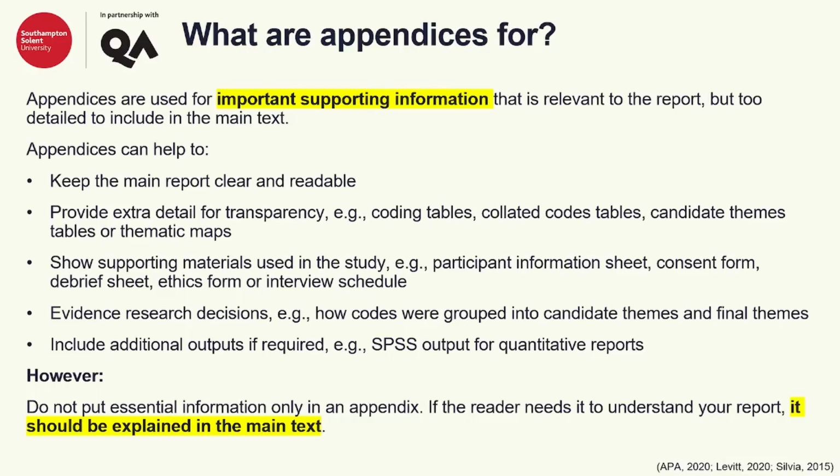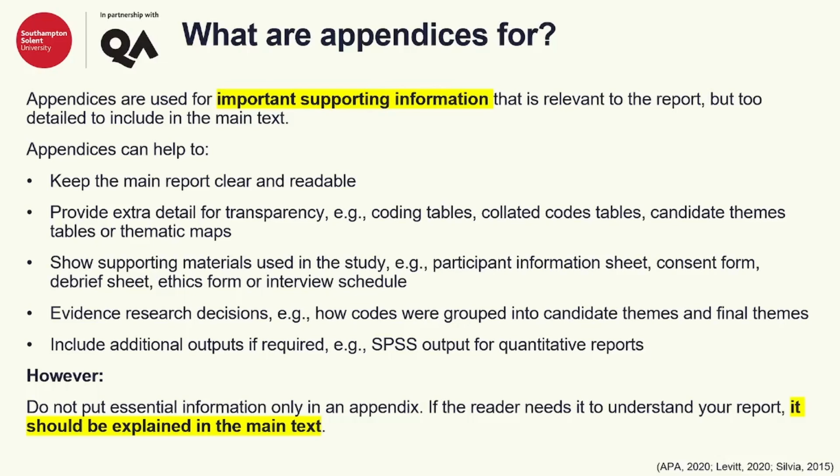A candidate themes table, for example, may show which codes were grouped together under each initial theme. A thematic map may show the relationship between themes. It may also show how the themes change during the reviewing process. These materials improve transparency because they provide evidence of your analytic decisions.